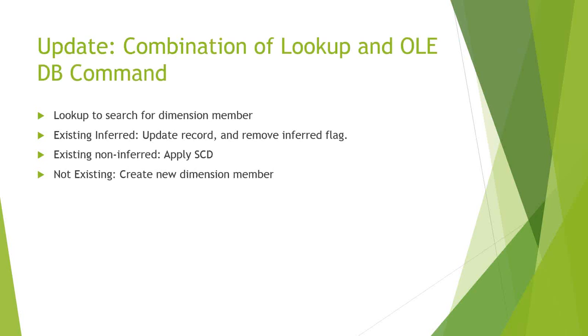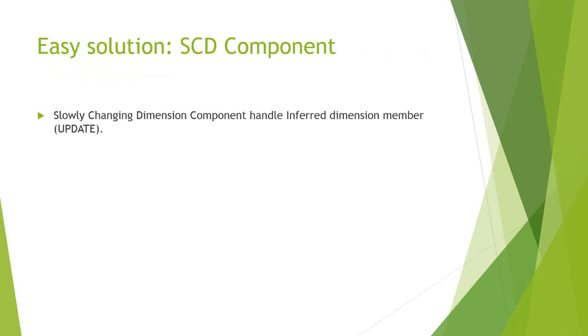For the update, which happens at the time of the dimension load, we use a combination of lookup and OLEDB command transformations. The lookup is to search for that dimension member. If the dimension member is inferred, we just update that record and remove the inferred member flag. If it does exist but it's not inferred, it's a regular dimension record, so we apply a slowly changing dimension, whichever it is, type 2, type 1, type 0, everything. And if it does not exist, we create that new dimension member. So this is the way of doing that in SSIS.